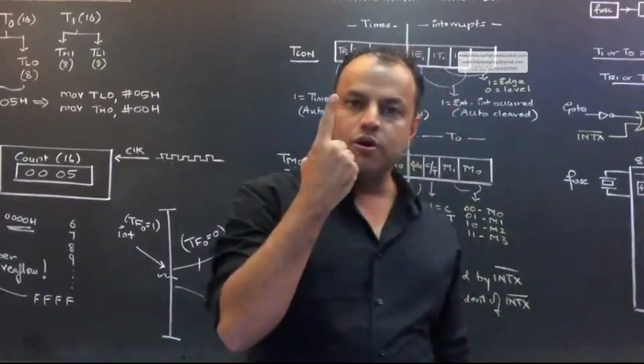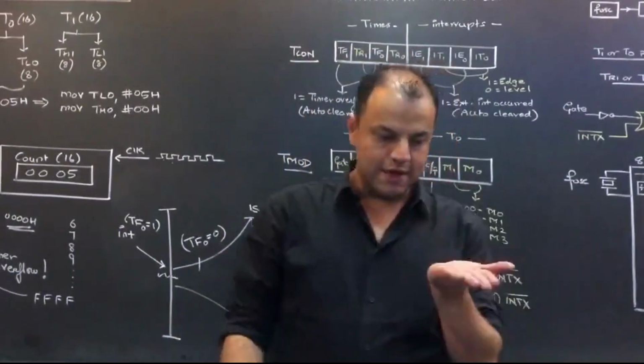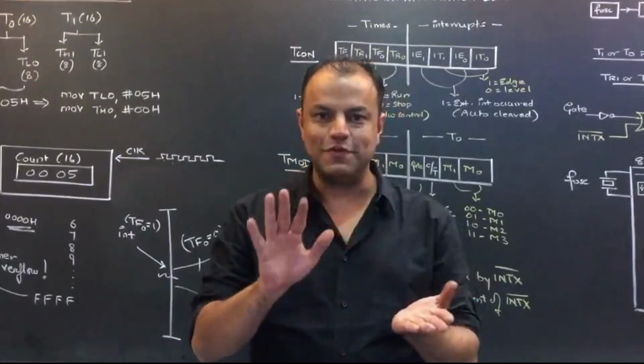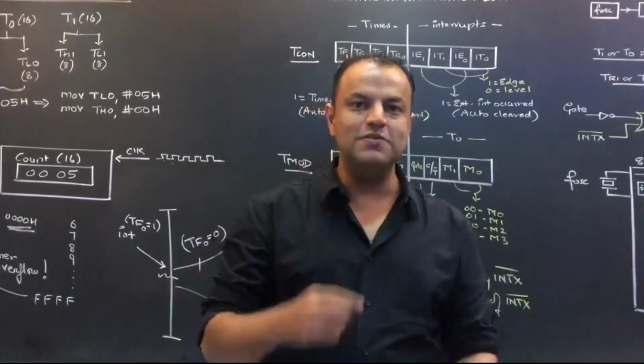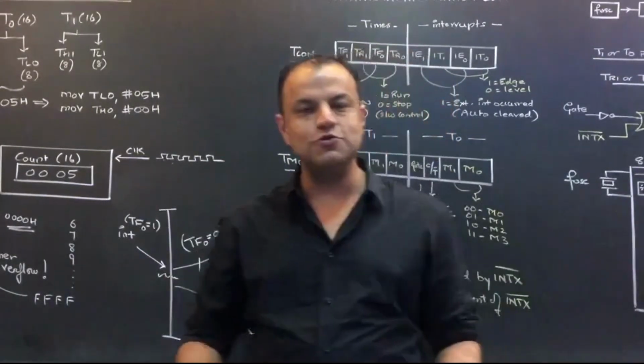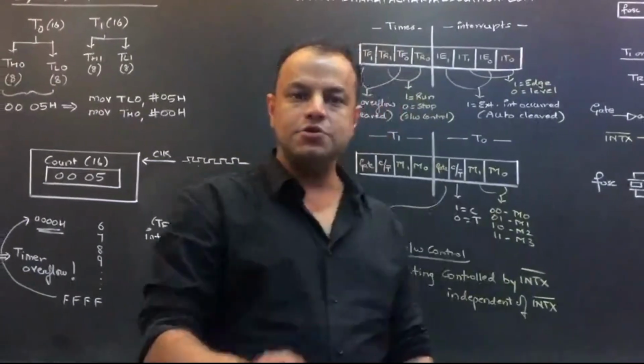Did you understand? You want to count only 1 pulse. What will you load? FFFF minus 1 plus 1. That means FFFF. Exactly after 1 pulse it will become 0. That means you get an overflow after 1 pulse, so you counted 1 pulse. I can go on the whole day. I'm sure you understood the point.